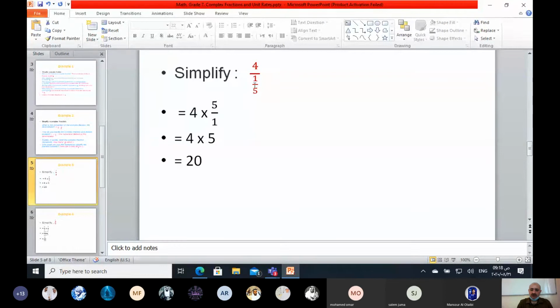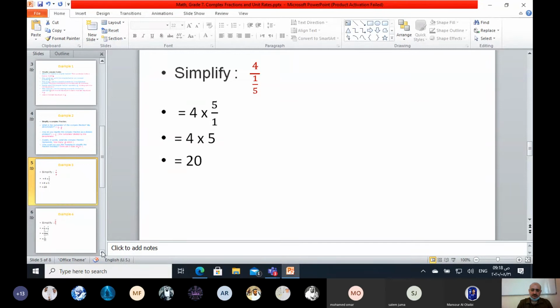Then flip. What's the meaning of flip? Switch. Put the denominator here, and the numerator there. Here 1 over 5 will be 5 over 1, which is 5. Four times 5 will be 20.